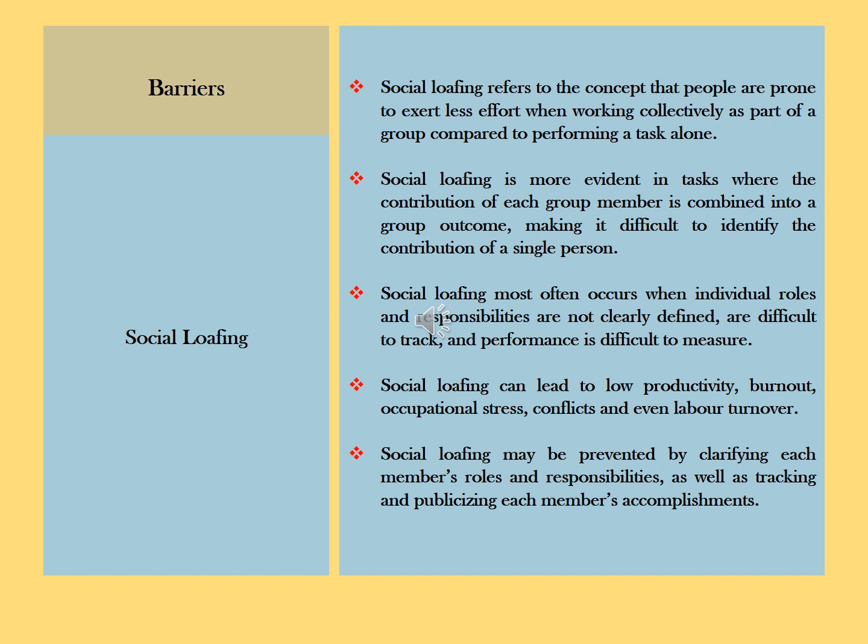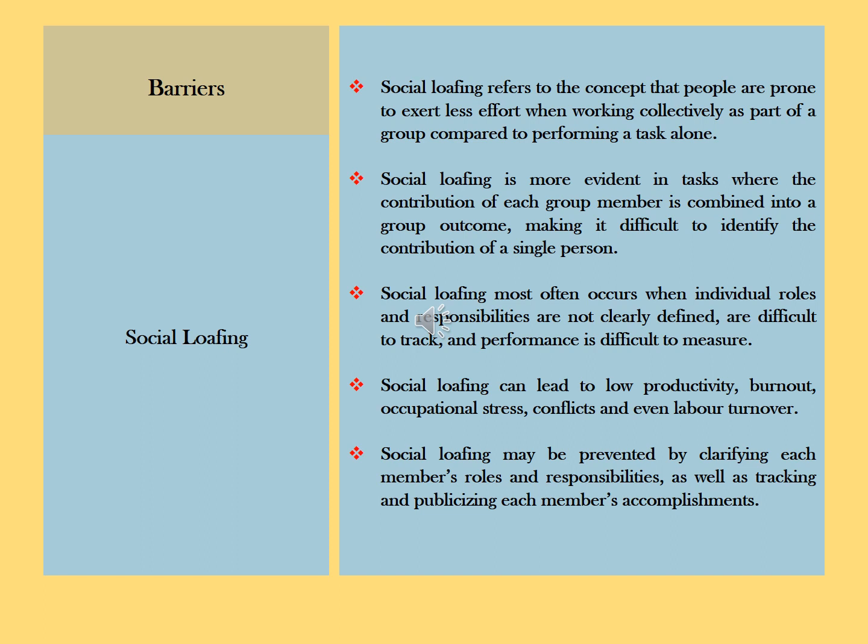Social loafing may be prevented by clarifying each member's roles and responsibilities, as well as tracking and publicizing each member's accomplishments. So when you talk about social loafing, we simply mean the tendency by some group members to put less effort, especially in the tasks where group contribution matters.